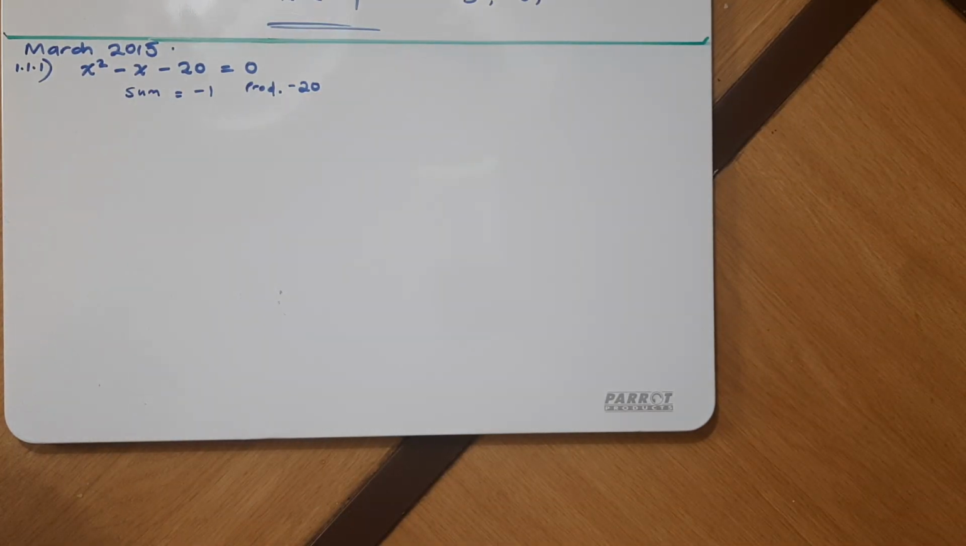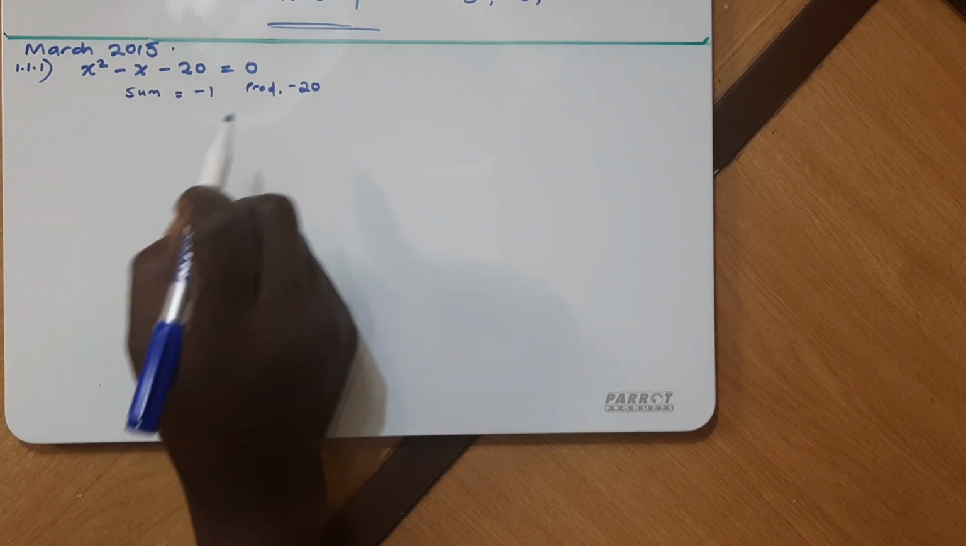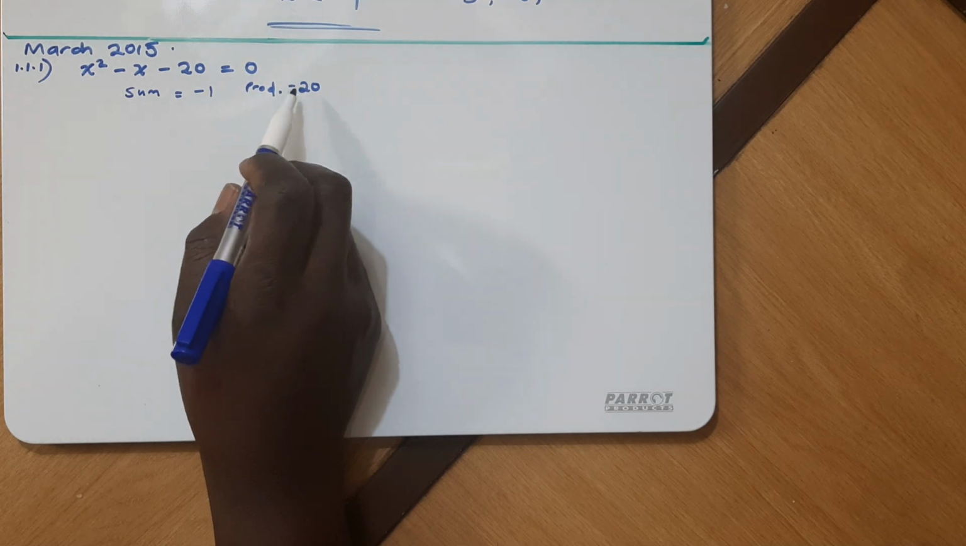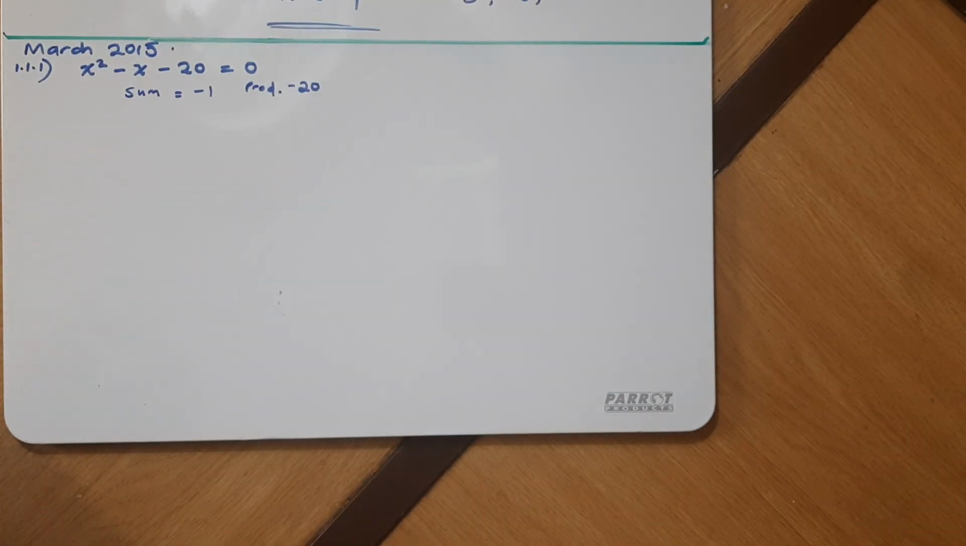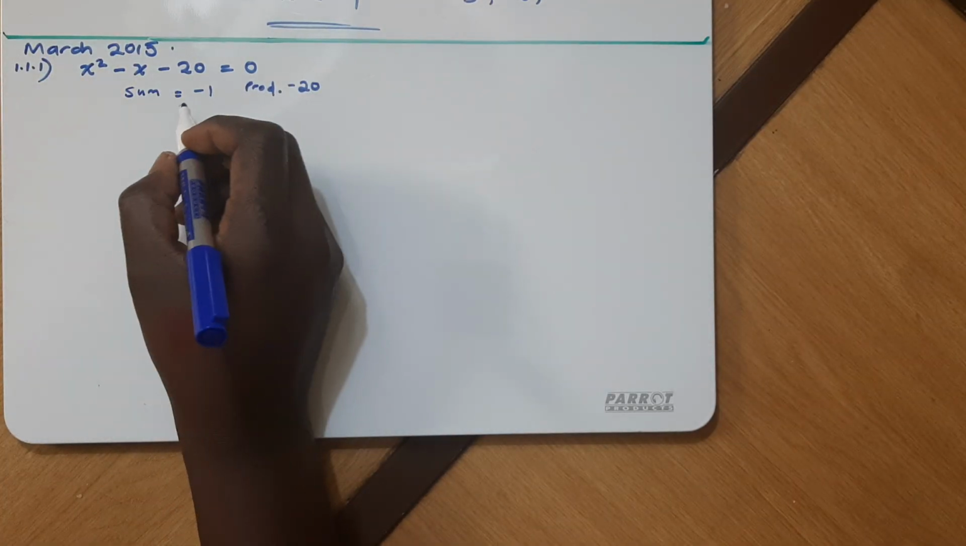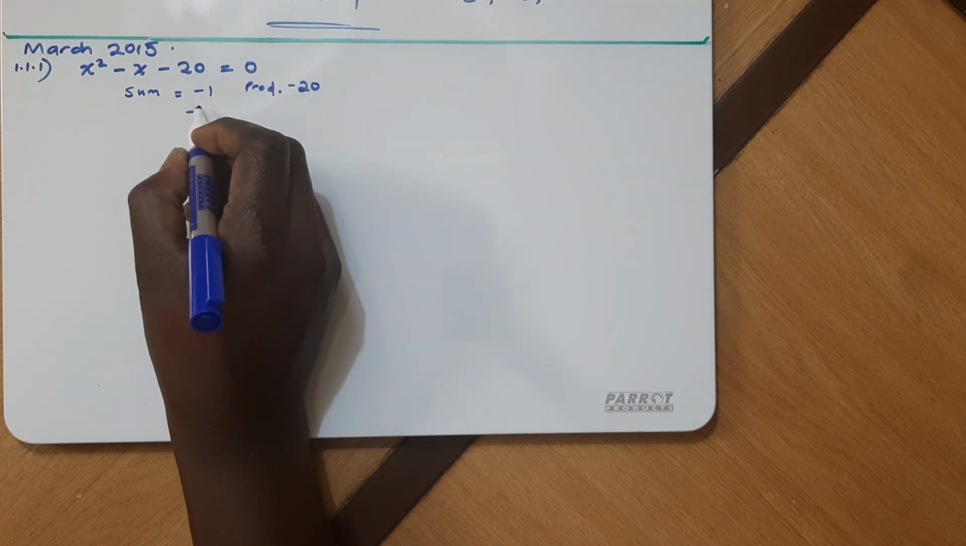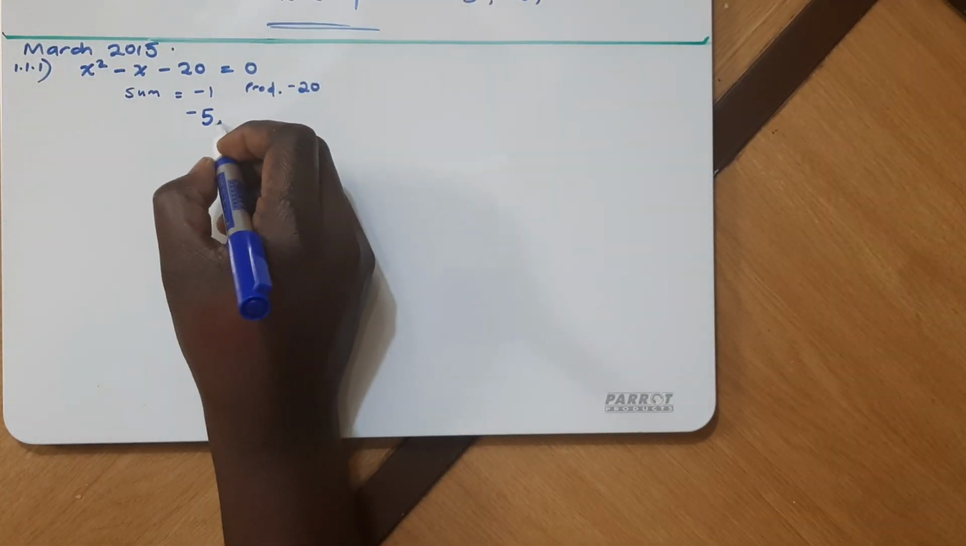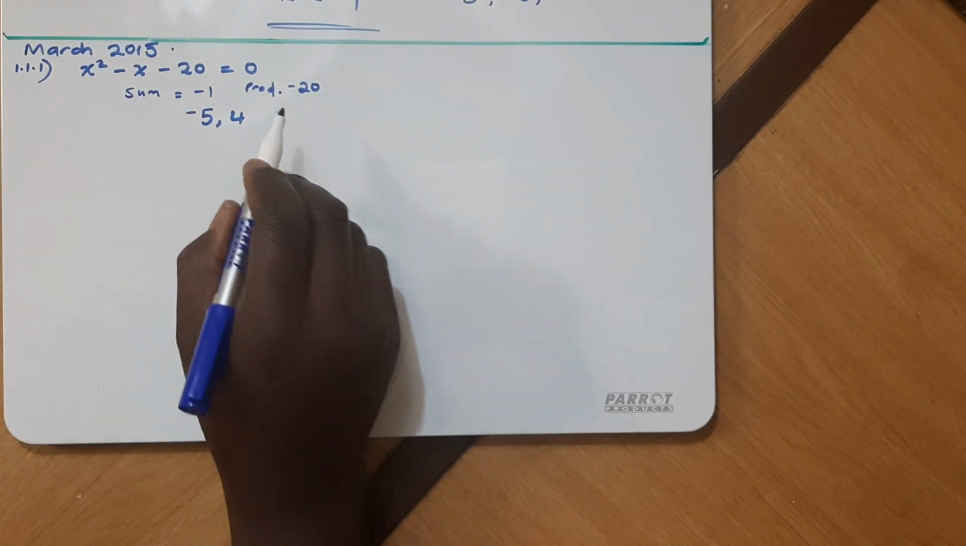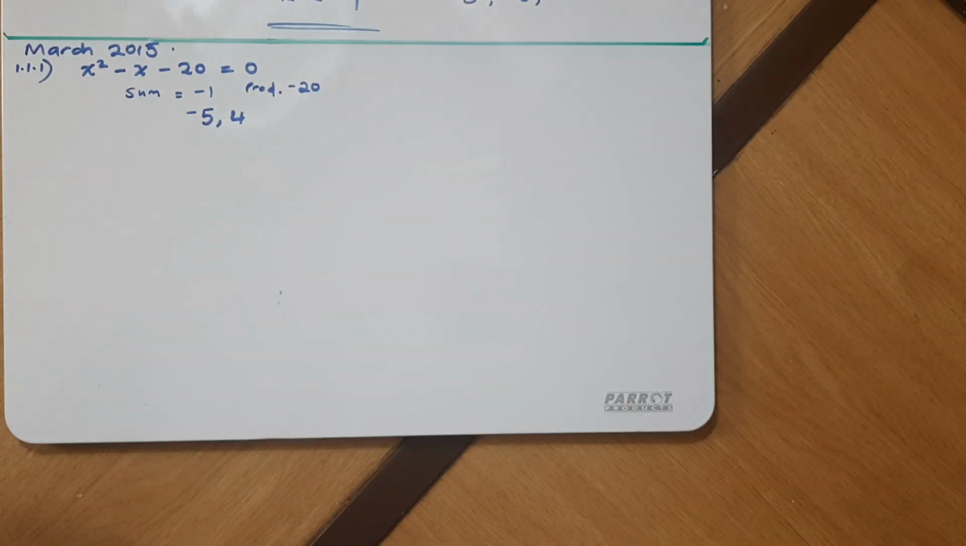So when you look at it, 4 and 5 are the two values that when you multiply you get 20. But for a product of minus 20, one of the two has to be a minus. And to make a negative one, that means the bigger value is the minus. So minus 5 and 4 give us a product of minus 20 and a sum of minus 1.